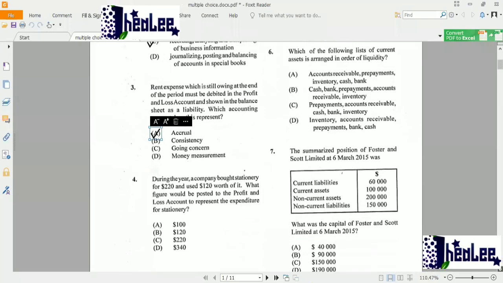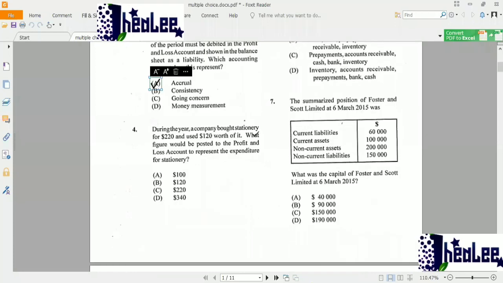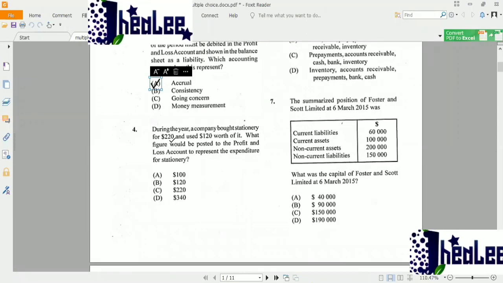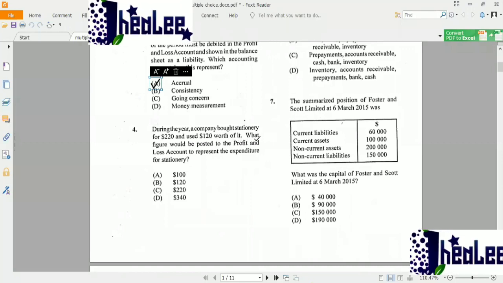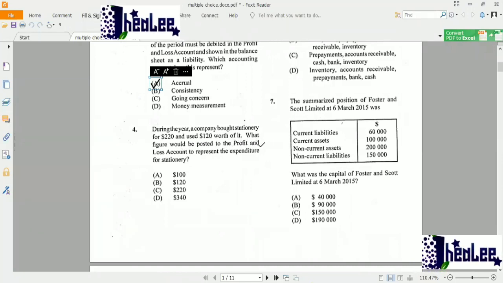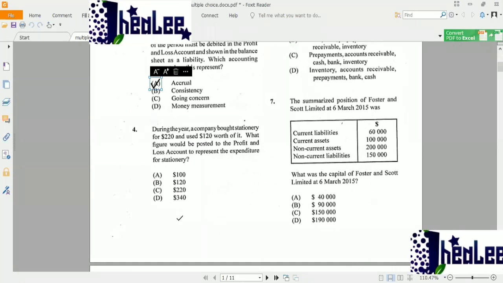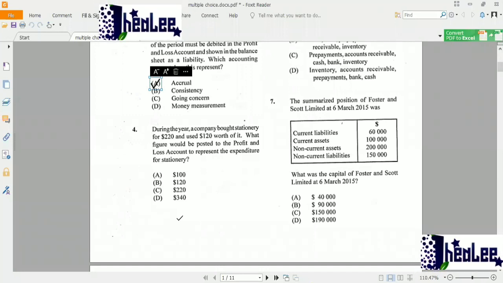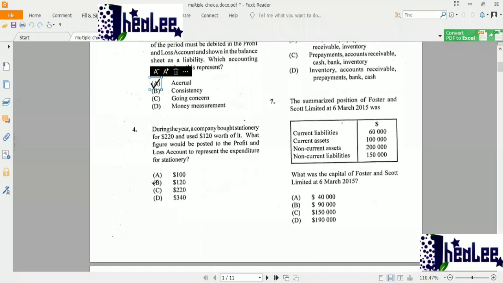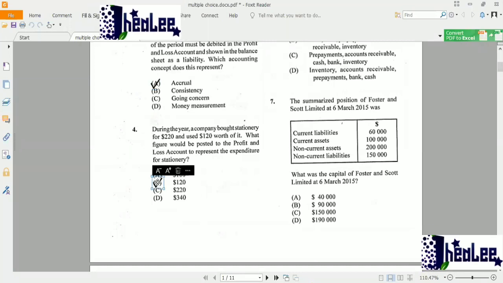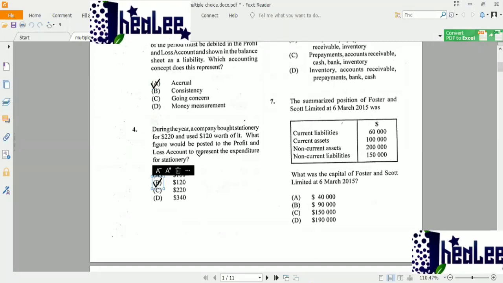Here we go. During the year, a company bought stationery for $220. So the total spent on stationery for the year is $220 and used $120 worth of it. What figure would be posted to the profit and loss account to represent the expenditure for the year? What figure are we going to put in the profit and loss account to represent the expenditure? 120. Okay, I see the information coming up there saying B. B is accurate. Why? Can someone explain that?